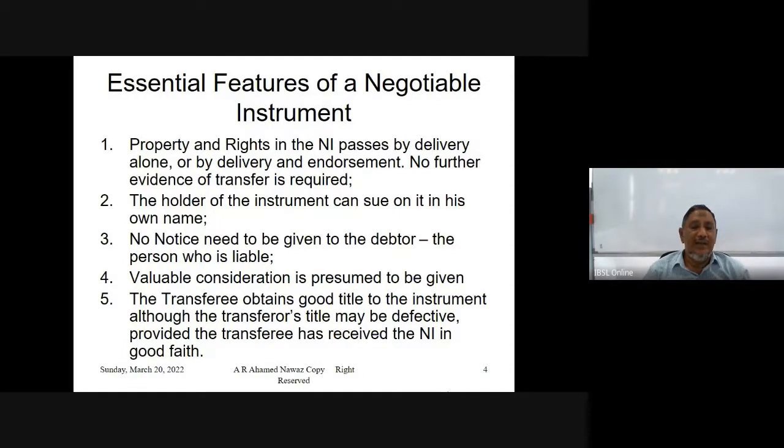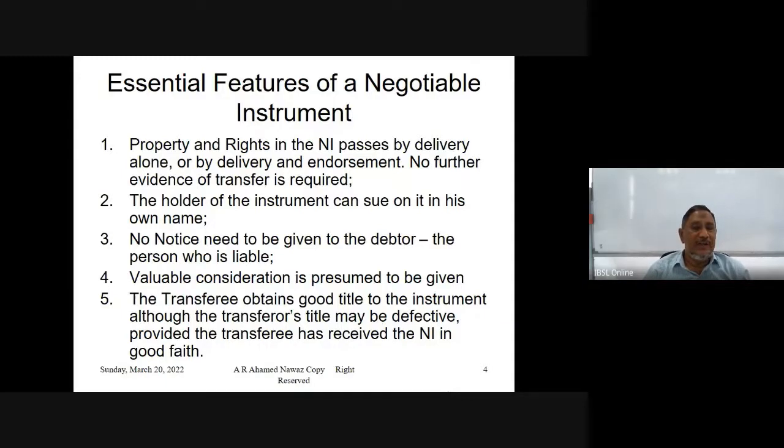There's no need to sign a document or a receipt when it passes on delivery. When it's handed over, the property and the rights both are transferred without any difficulty. Property means the instrument, and rights means all the legal rights incorporated in that instrument, which will pass to the person who takes it. Or alone by delivery and endorsement. There are certain negotiable instruments where not only delivery, but endorsement is also required. So these are the legal requirements. Let us see which instruments need the endorsement.